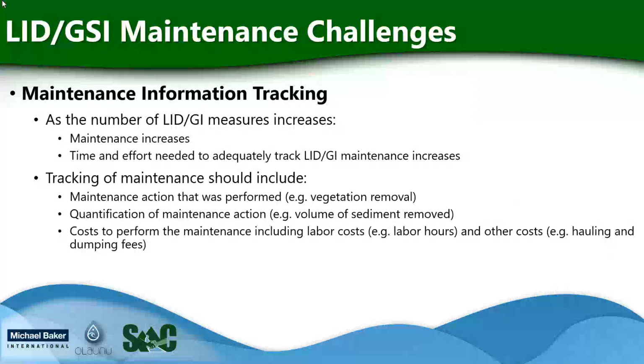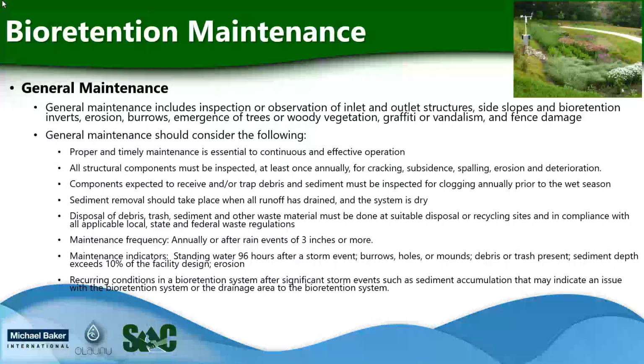Now I'm going to move on to specific maintenance for bioretention systems. As far as general maintenance goes, that includes inspection and observation of inlet and outlet structures, side slopes, and bioretention inverts. You're evaluating erosion, whether burrows or emergent trees or woody vegetation are present, and looking for graffiti or vandalism, and if there is a fence, whether there is any damage to it.